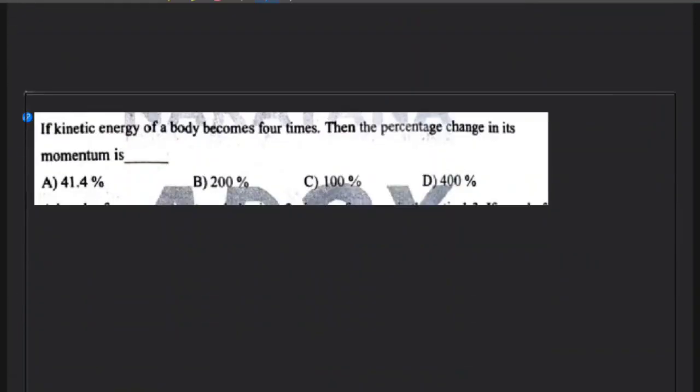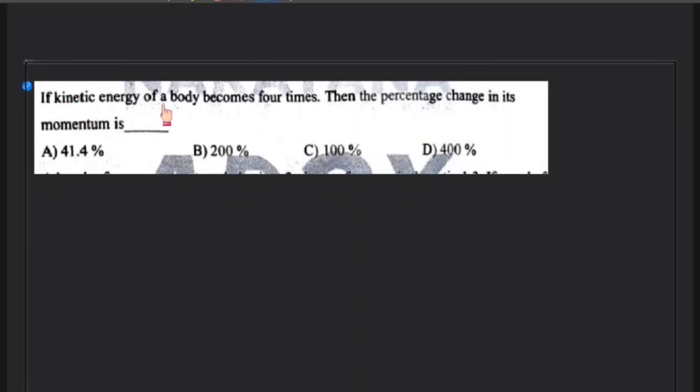So this one: if the kinetic energy of a body becomes 4 times, then the percentage change in its momentum is?